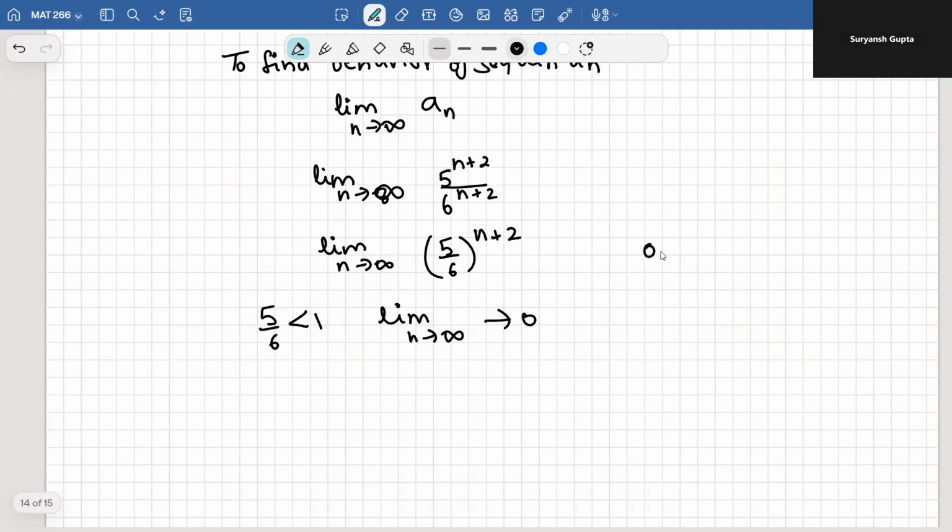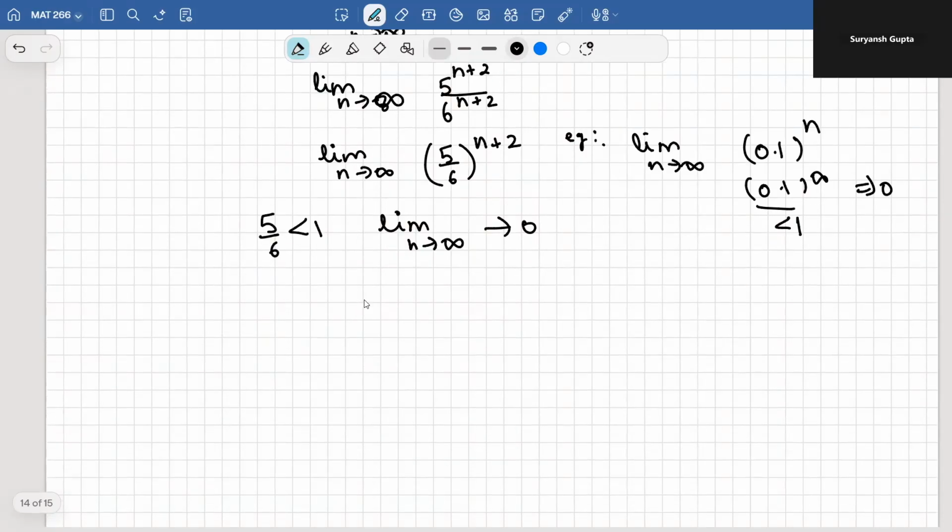For example, let me rewrite that. Limit n tends to infinity of, for example, 0.1 to the power n. So 0.1 to the infinity would give us 0, and this is because it's less than 1. Whenever the term inside here is less than 1, anything to the power infinity would always tend to 0. Similar thing here: since 5 by 6 is less than 1, the limit as n tends to infinity would tend to 0.